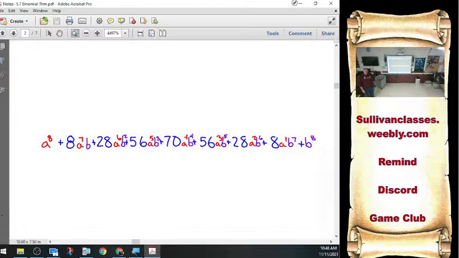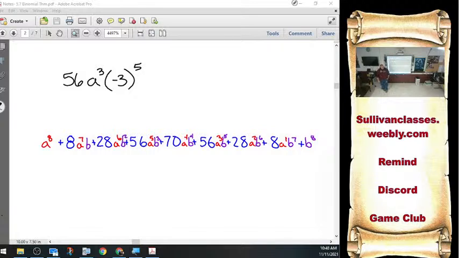Now, so far it was just a and b. A to the fifth is just a to the fifth. B to the third is just b to the third. What happens when it's something more complicated? And then a to the third, and then a 56 in front of it.